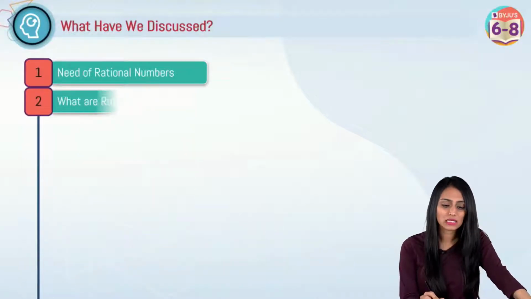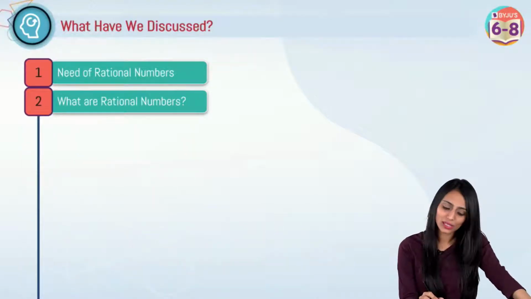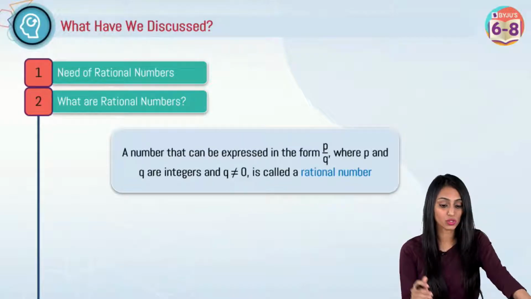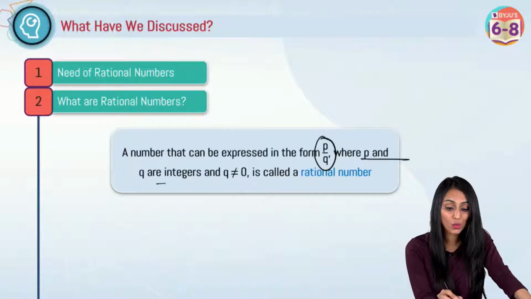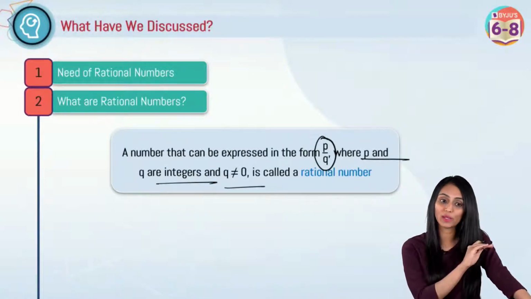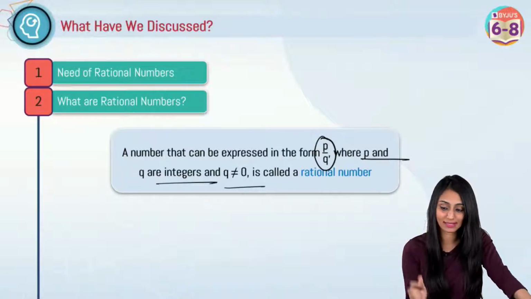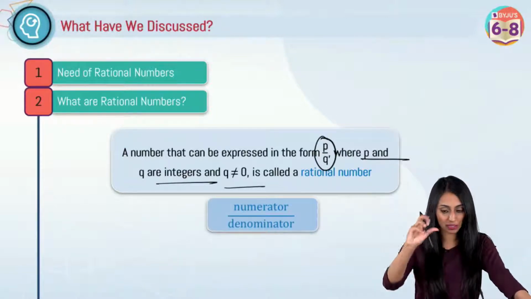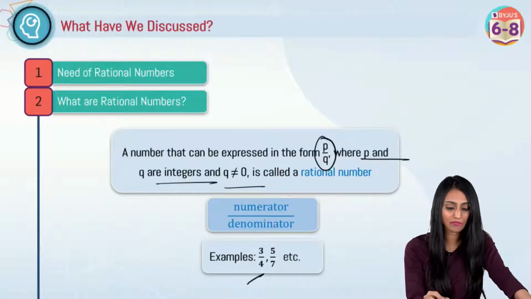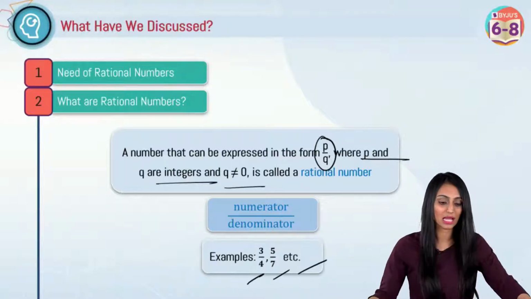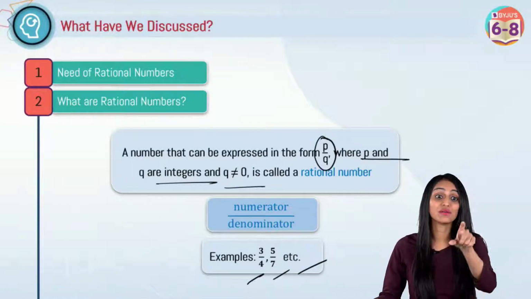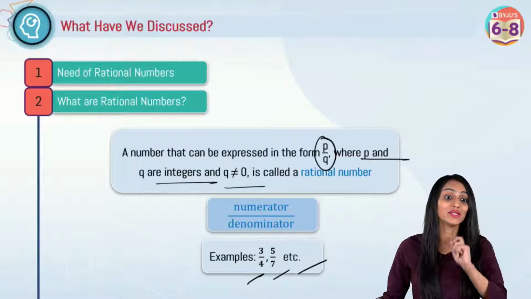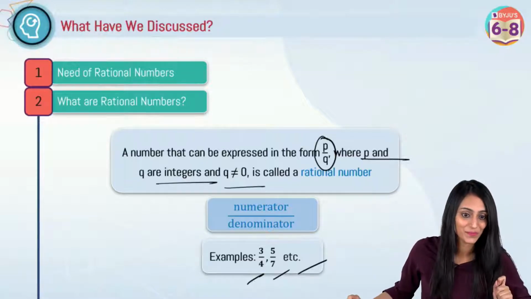Now, what is a rational number actually? Let's first take a look at the mathematical definition. It's basically a number which can be expressed in the p by q form, where p and q have to be integers, but there is a restriction: q cannot be equal to 0. The denominator will not be 0. So it's basically numerator by denominator. How do we write this? 3 by 4, 5 by 7, something like this. That's how we represent rational numbers. So fraction, like you said, 1.5, because you already know it. You have learned it in the previous grade.